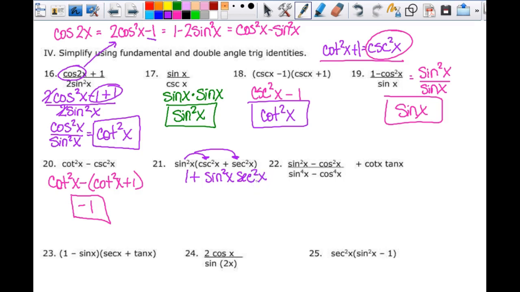Okay, so secant squared x is the reciprocal of cosine, so this would be 1 plus sine squared x over cosine squared x. Then that's going to give me tangent, so 1 plus tangent squared x. And that's one of the identities that looks very close to this, but instead of being cotangent plus 1 equals cosecant, it's tangent squared plus 1 equals secant squared. So this gives me secant squared x.